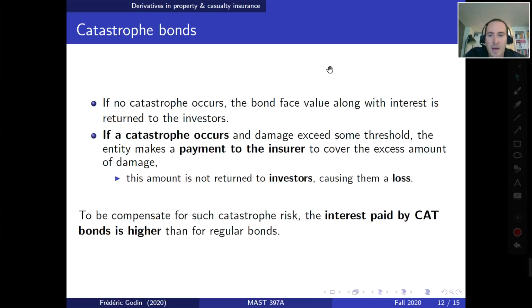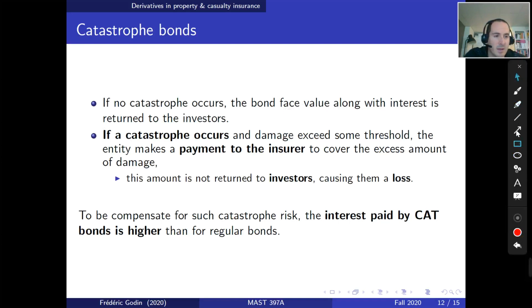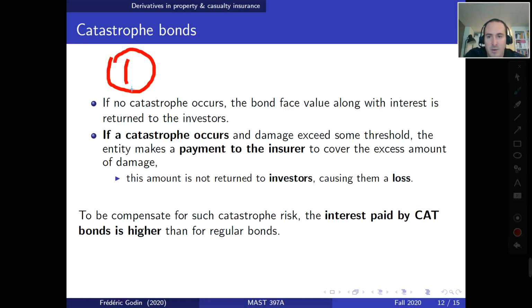So now, if no catastrophe occurs, then the bond face value along with interests will be returned to investors. Okay, so let's do it again. So this is the insurance company. This is the SPV. And this is the investor.